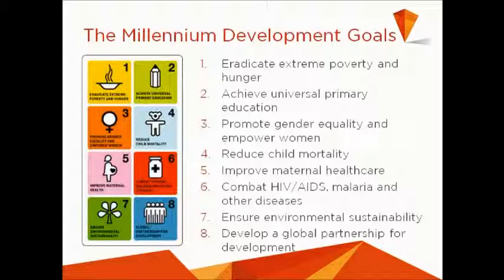So this means that the first symbol refers to eradicate extreme poverty and hunger. Then the next one is to achieve universal primary education. The next one being promoting gender equality and empowering women, followed by reducing child mortality. Then the next one being improving maternal health care, then combating HIV and AIDS, malaria and other diseases. Next one being ensuring environmental sustainability. And the last one, developing a global partnership for development. Quite an extensive list, isn't it?